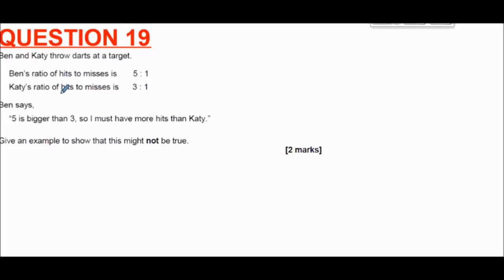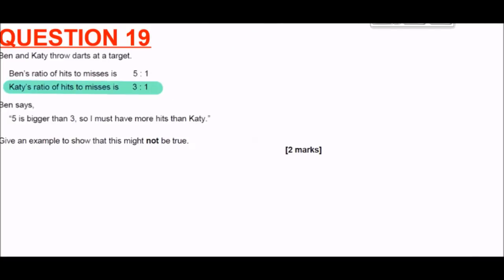And so, although it seems like Ben's got a better hit ratio, and in fact he has, for every one miss he hits 5 times as many as he misses, whereas Katie only hits 3 times as many as she misses. Just have a look at Katie's for a second. It says here that Katie's ratio of hits to misses is 3 to 1.